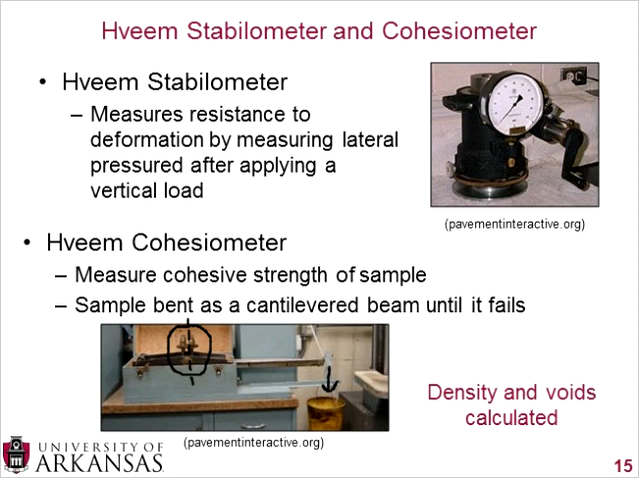And you can imagine that is a cohesive failure, because as you're trying to pull that sample apart, you are ripping the aggregate and asphalt cement apart and trying to measure the cohesiveness of the sample. Once you run the stabilometer and cohesiometer tests, you can also find the density and voids from each one of your samples in the trial mix design.